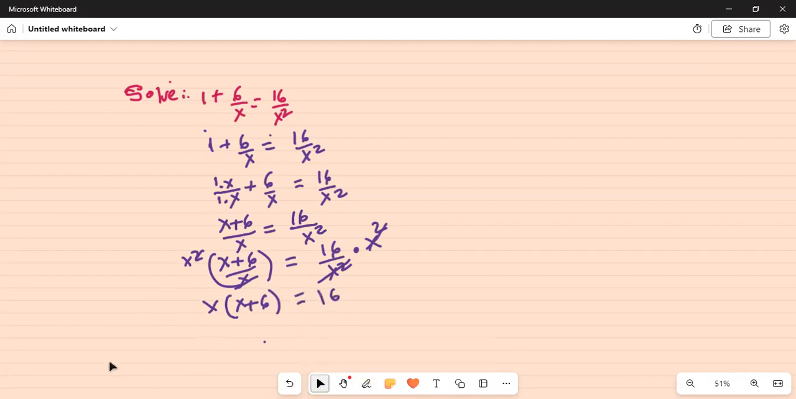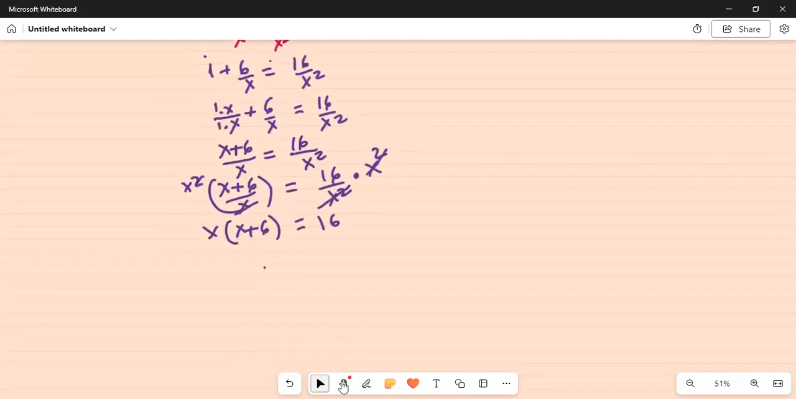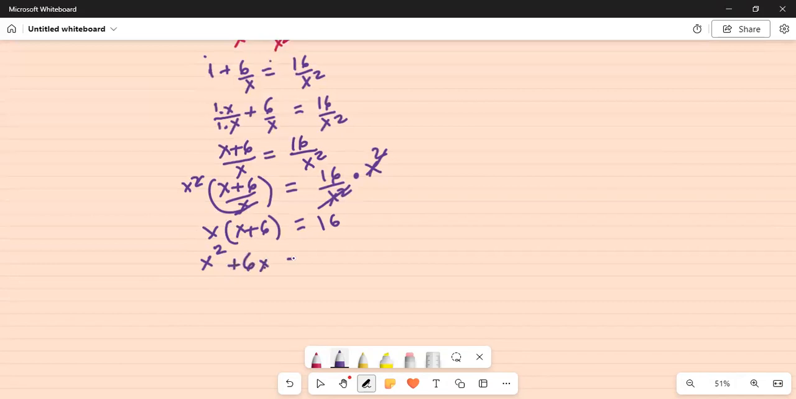Now I will distribute the x on the left-hand side of the equation to the terms inside the parentheses. So x times x is x to the power of 2, because x has a power of 1 over here. When the bases are the same, you add the exponents. So 1 plus 1 is 2, plus 6x is equal to 16.